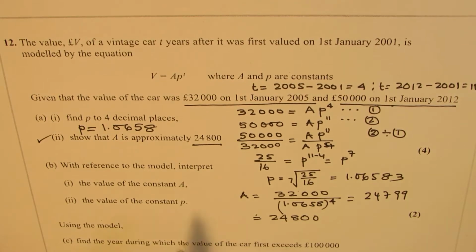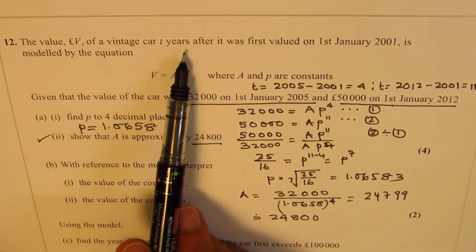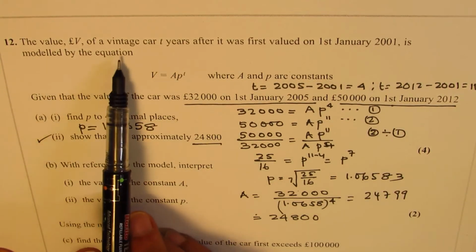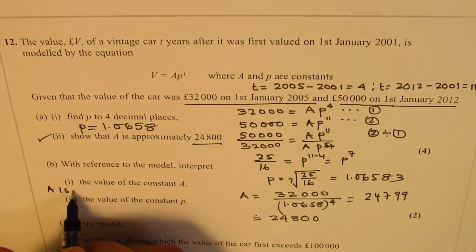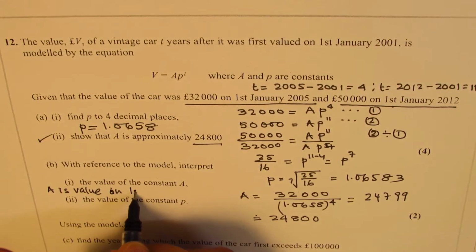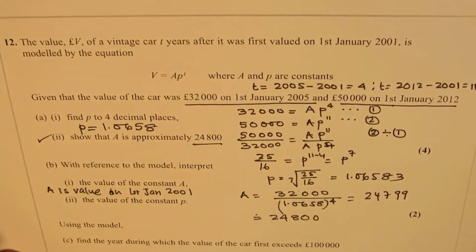Okay. Now, with reference to the model, interpret the value of constant A and the value of constant P. Now, clearly, A is what? If you read the very first sentence, it says the value V of the vintage car T years after it was first evaluated on 1st of January 2001 is modeled by this equation. So the value of A is actually the value, I can say, on 1st January 2001, correct? That is what it is.